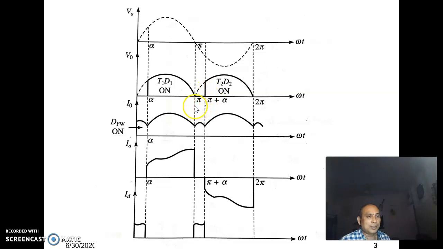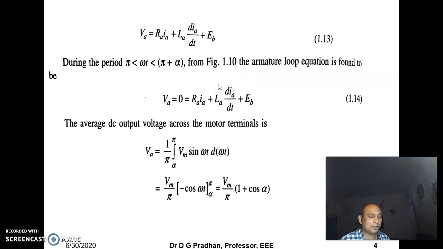Then again at pi plus alpha, the thyristor T2 is on. So during the period pi plus alpha to 2 pi, T2 and D2 are conducting. During this period, the output voltage is the same as the input voltage. Next we will see.